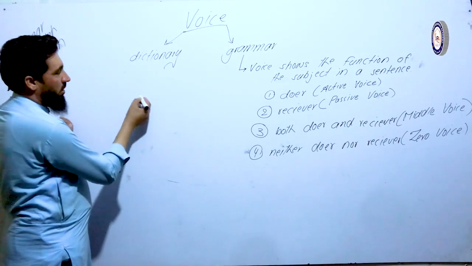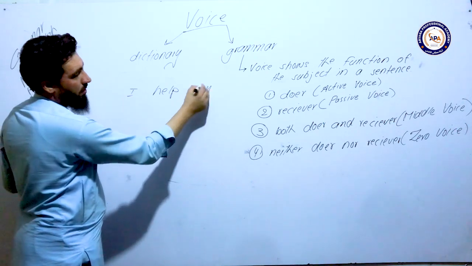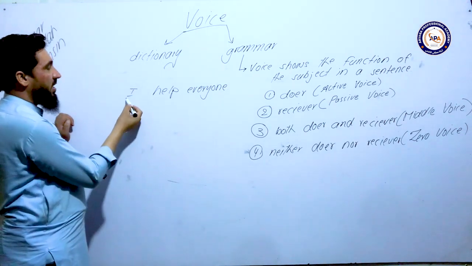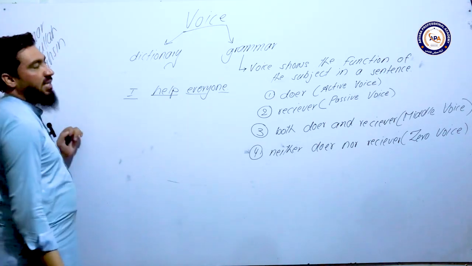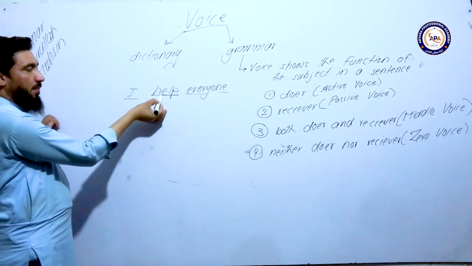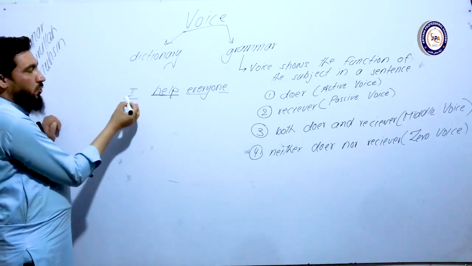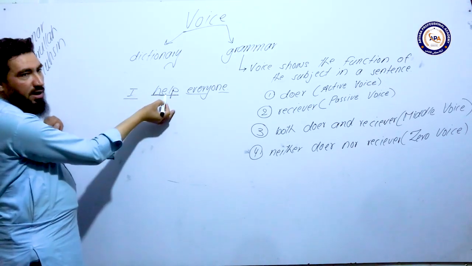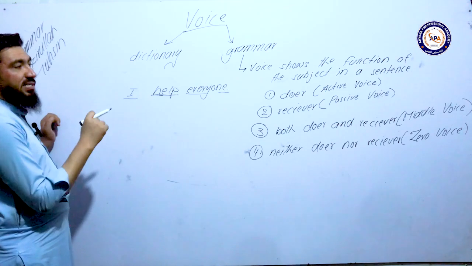How can a subject be the doer? For example, I help everyone. In this sentence, if you analyze it, I functions as a subject, help functions as a verb, and everyone functions as an object. So here, this subject is the doer because helping is the action being performed by I in this example. So I perform something, I does something. So I is the doer of this action. This is called active voice. I help everyone.